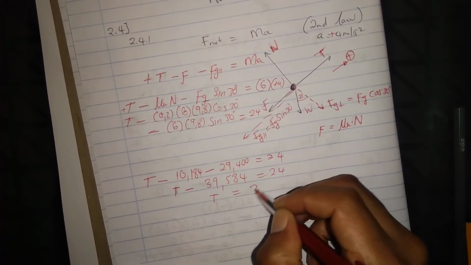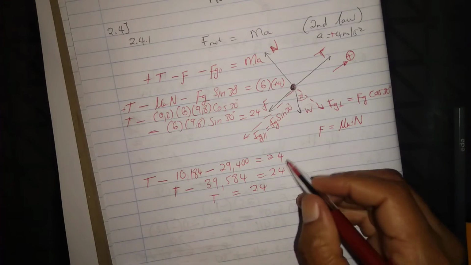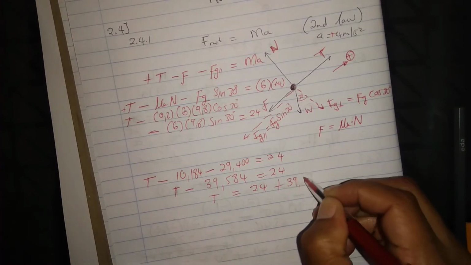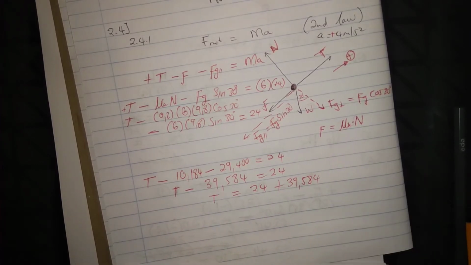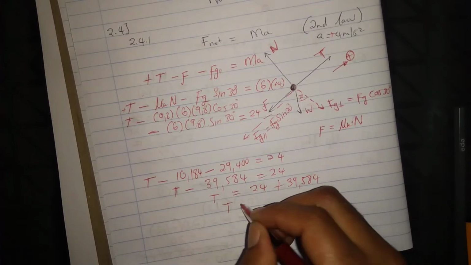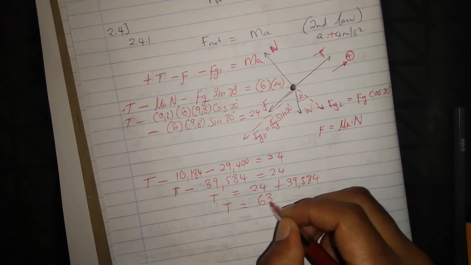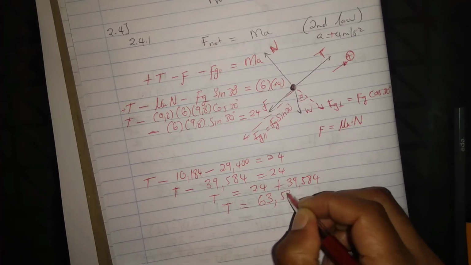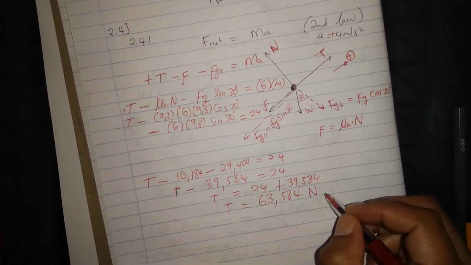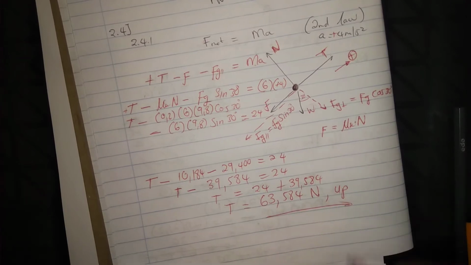Now T is equal to 24 plus 39.584. Our answer for the tension will be 63.584 Newton up. That is our answer for 2.4.1.